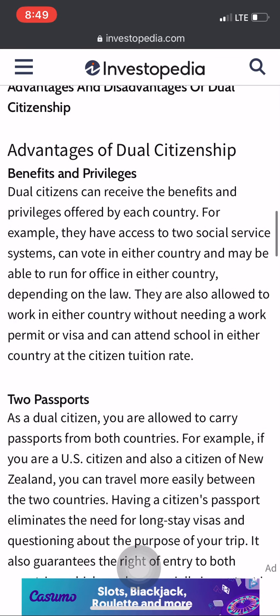Advantages of dual citizenship: benefits and privileges. Dual citizens can receive the benefits and privileges offered by each country. For example, they have access to two social service systems, can vote in either country, and may be able to run for office in either country, depending on the law. They are also allowed to work in either country without needing a work permit or visa, and can attend school in either country at the citizen tuition rate. So there are a few benefits of it, but in my honest opinion, if you ask me, the drawbacks outweigh the benefits.